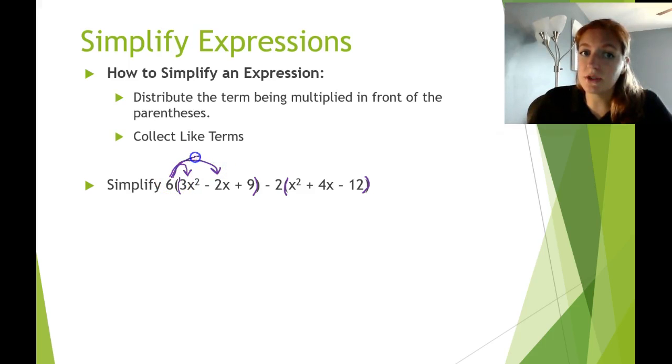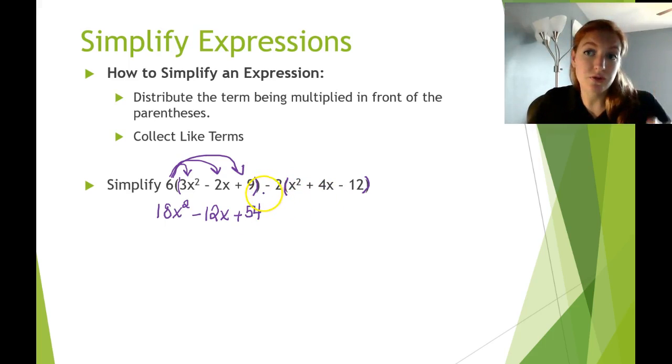Now be careful because you do want to multiply it to every term. And terms are separated by that subtraction or addition. So if I multiply 6 in here, I'm going to get 18x squared. So 6 times 3 is 18. 6 times 2 is minus 12x. 6 times 9 is going to be a nice 54. Now we've multiplied in that 6, so we can drop the parentheses now. There's nothing being multiplied out front. We went ahead and multiplied everything in there.